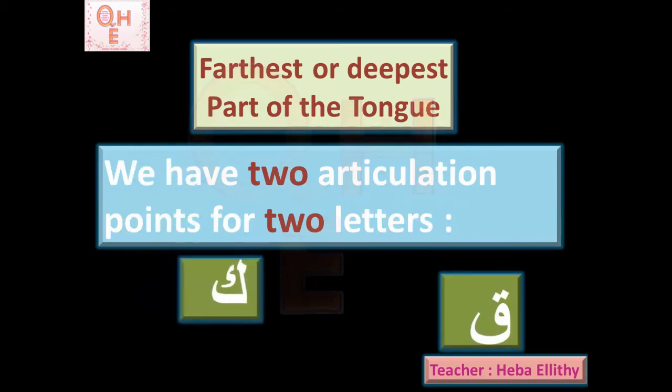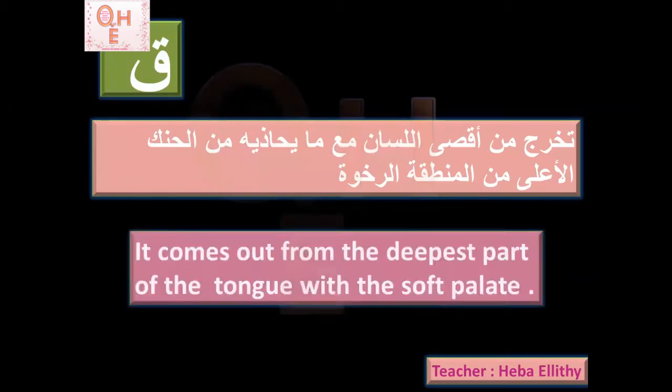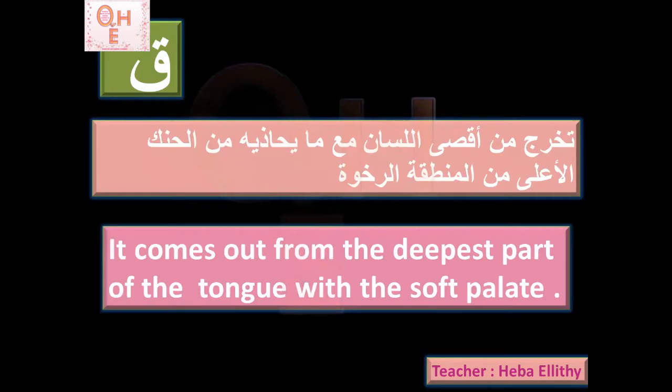Letter qaf comes out from the deepest part of the tongue with what is opposite it from the upper palate, from the soft area. It comes out from the deepest part of the tongue with the soft palate. Let's go and see this in the picture.